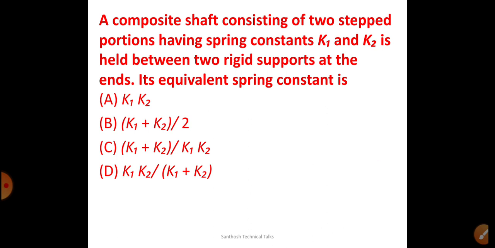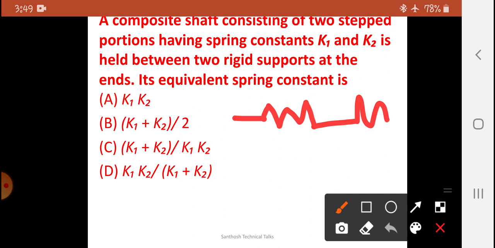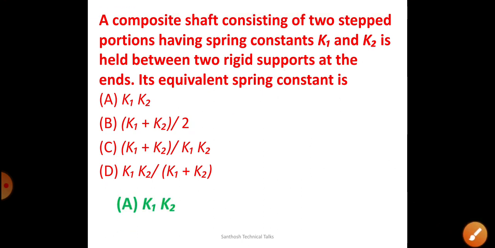And next, a very superb question: a composite shaft connecting two stepped portions having spring constants K1 and K2, which is held between two rigid supports at the ends. The equivalent spring constant is... It is in series. K1 and K2 are in series like this. So this is one step, this is another step. K1 and K2 are stepped portions, so it is a series condition.